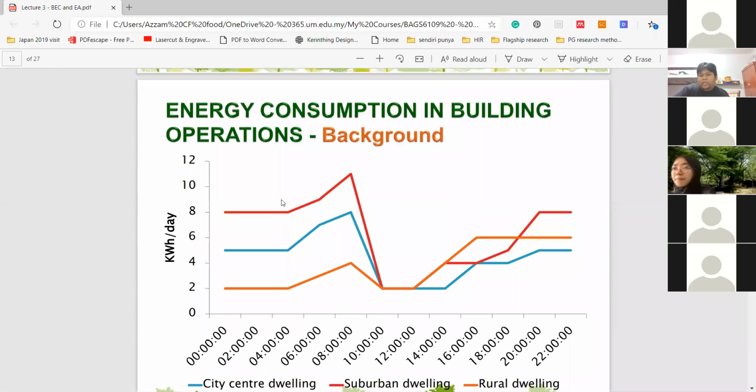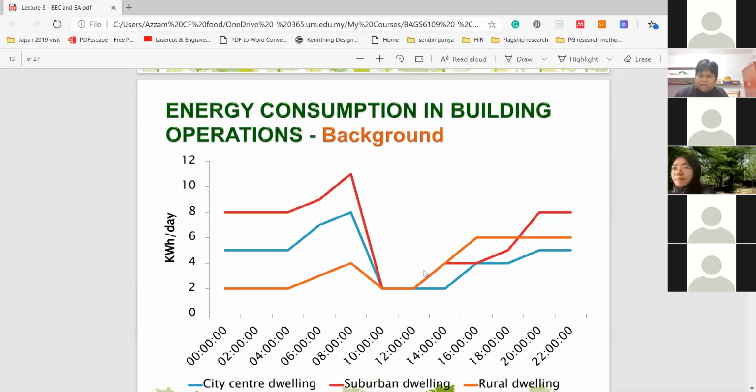So this is a hypothetical kind of graph to show the amount of electricity that you probably use per day, and the difference between three kinds of people. You've got city center dwellings, suburban dwellings, and also rural dwellings. Consistently, in the afternoon, the amount of electricity will drop considerably. This is perhaps because you go out, you work, you're outside of the house. And then once you get back to the house, it will start to increase bit by bit.